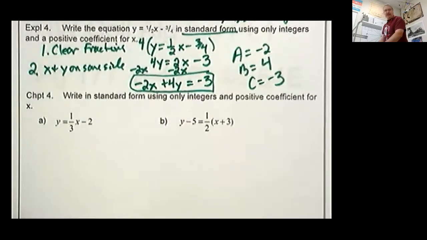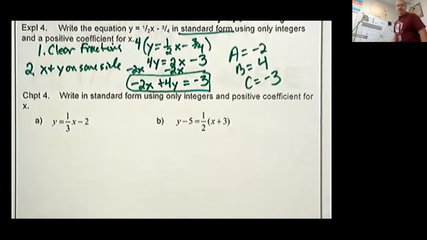Checkpoint 4, write in standard form using only integers and positive coefficients for x. Go ahead and pause the video, see if you can do a and b, and then we'll check your answers.